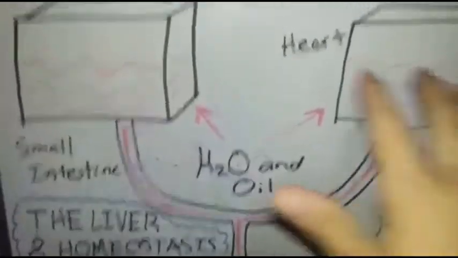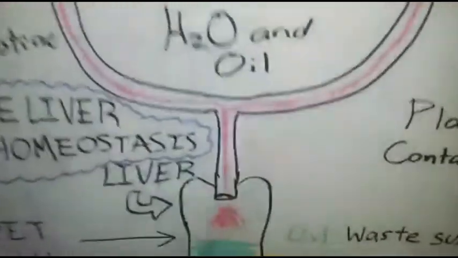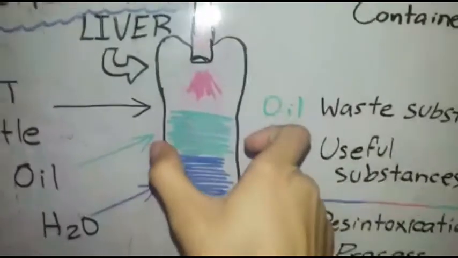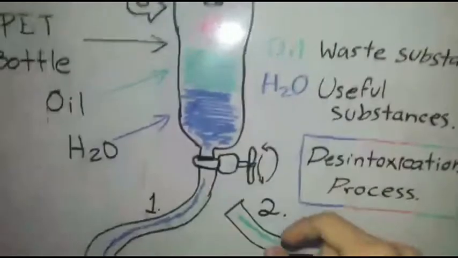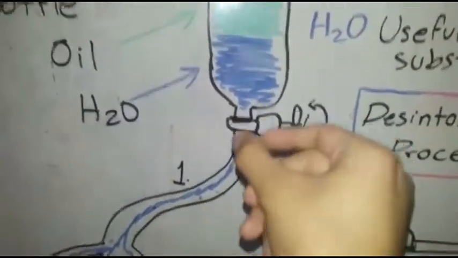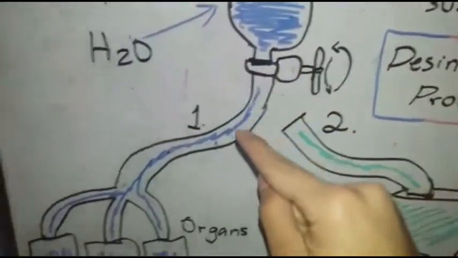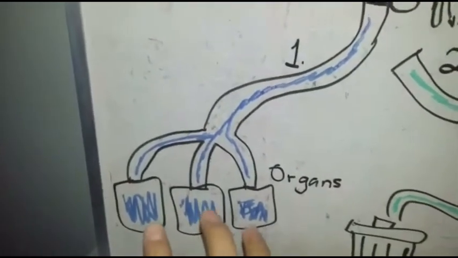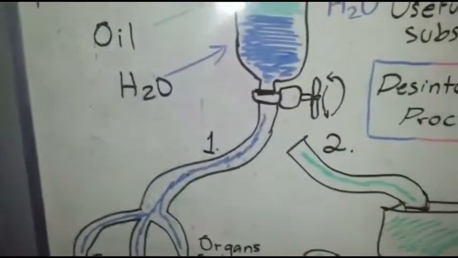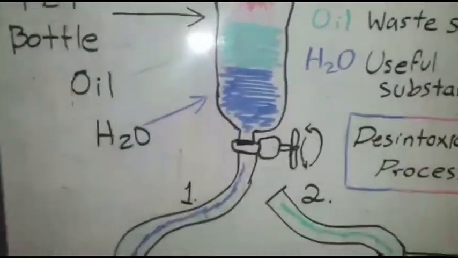Then this mixture will fall through this plastic hose and down to this PET bottle that represents the liver. We are going to wait until the oil and the water are separated, and we are going to connect the first hose to the plastic bottle. We open the faucet and the water will fall through these other plastic containers that represent the organs the liver supplies with nutrients, vitamins, carbohydrates, and proteins.